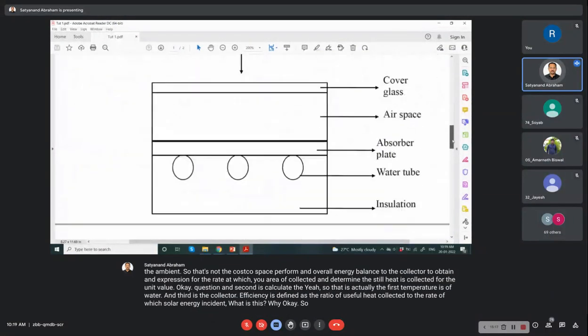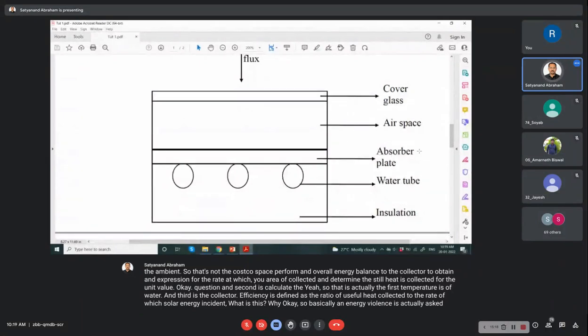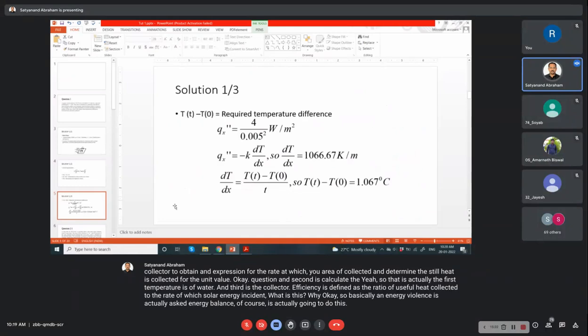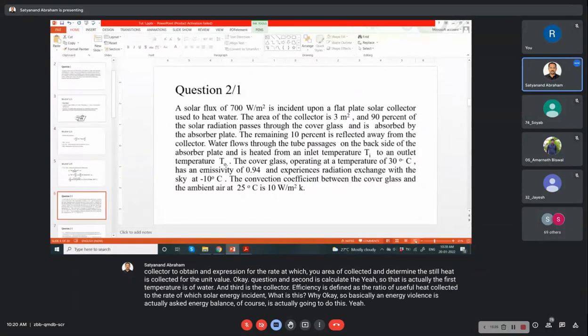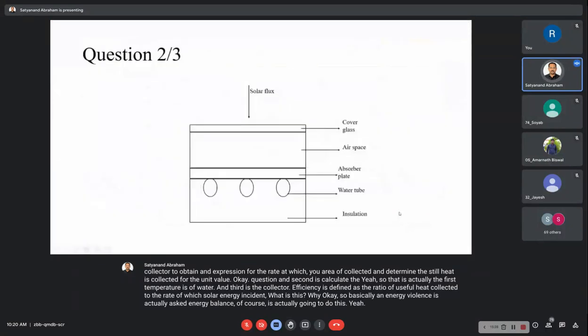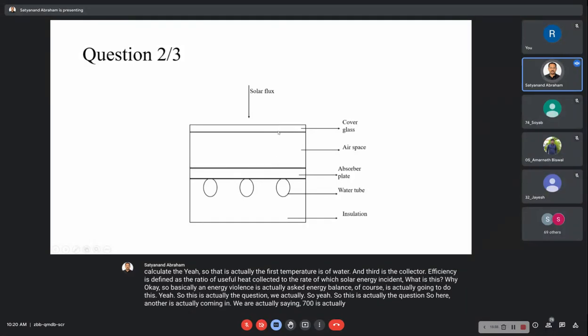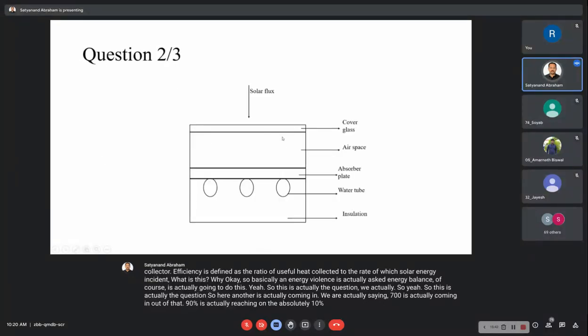So basically an energy balance is asked. The energy balance question is going to be used. So this is the question we saw. Here energy is coming in. We are saying 700 is coming in. Out of that, 90% is reaching the absorber plate and 10% is reflected. So that's what the first question is.